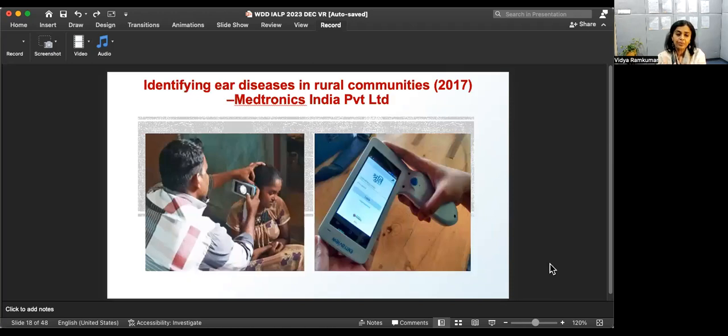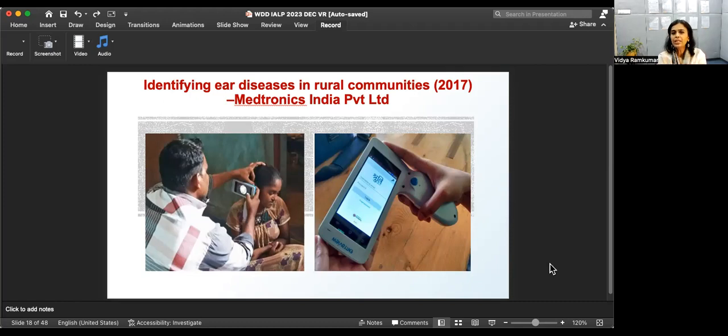Subsequently, we also worked with Medtronics India Private Limited in 2017 to implement a video otoscopy project where we trained community workers to detect middle ear and hearing diseases among primarily individuals with cleft lip and palate. And this was very important because for a very long time, we were doing otoscopies within the community. Like we would go on a camp, look at the ear, and then tell them that you need to come to the hospital to see the ENT, because ENTs were not coming with us to those camps all the time.